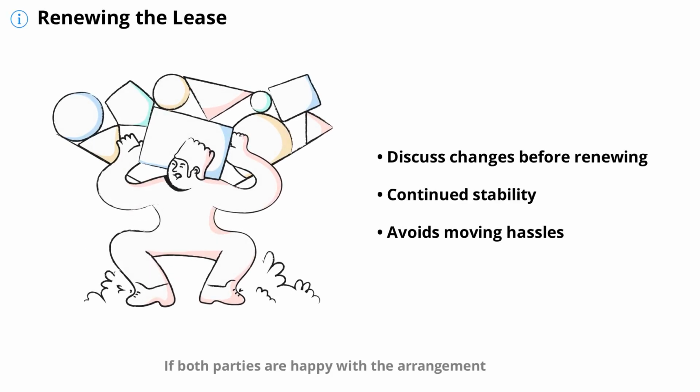If both parties are happy with the arrangement, they can choose to renew the fixed-term lease for another period. This is a good time to discuss any changes to the rent or terms. Renewing provides continued stability and avoids the hassle of finding a new tenant or property.